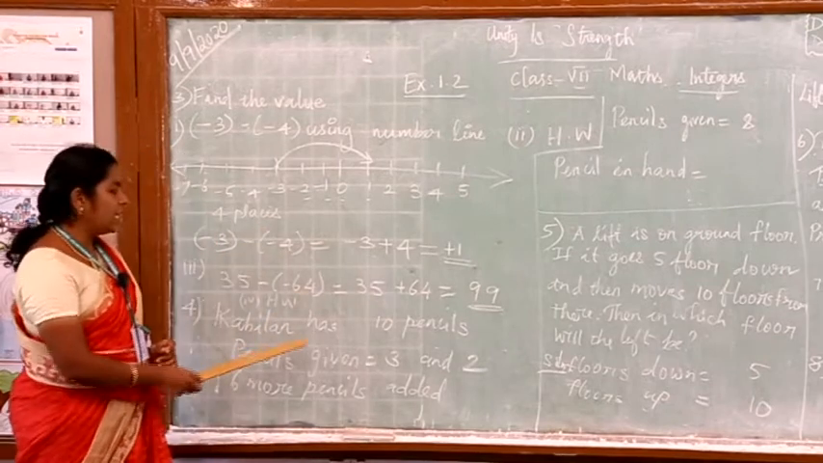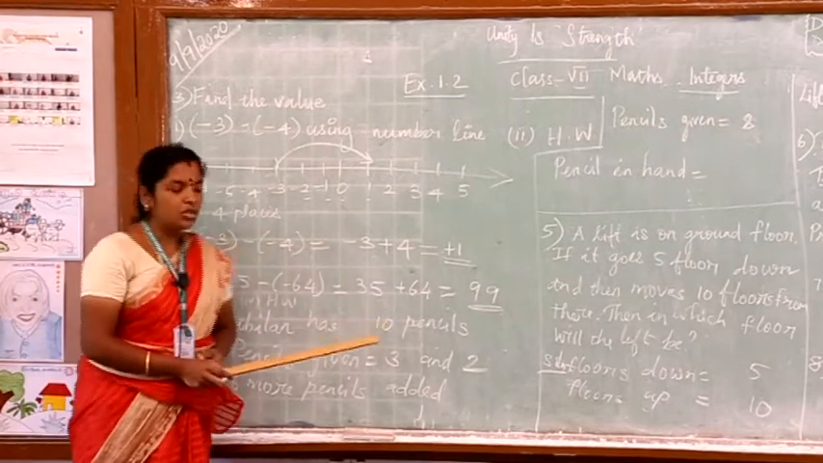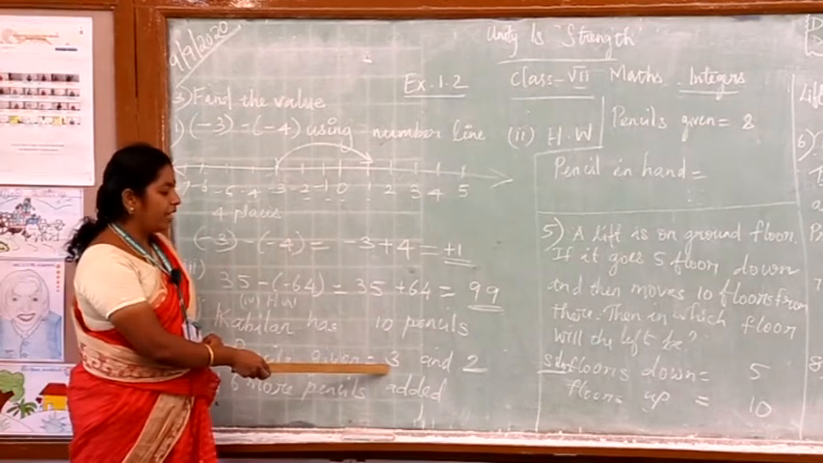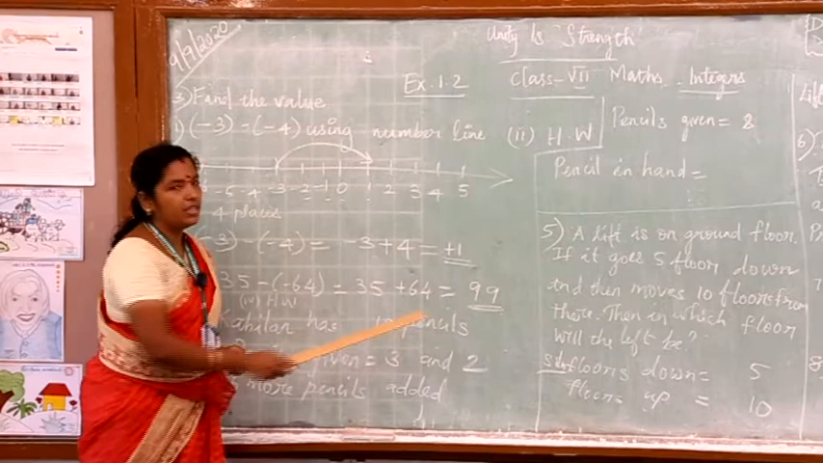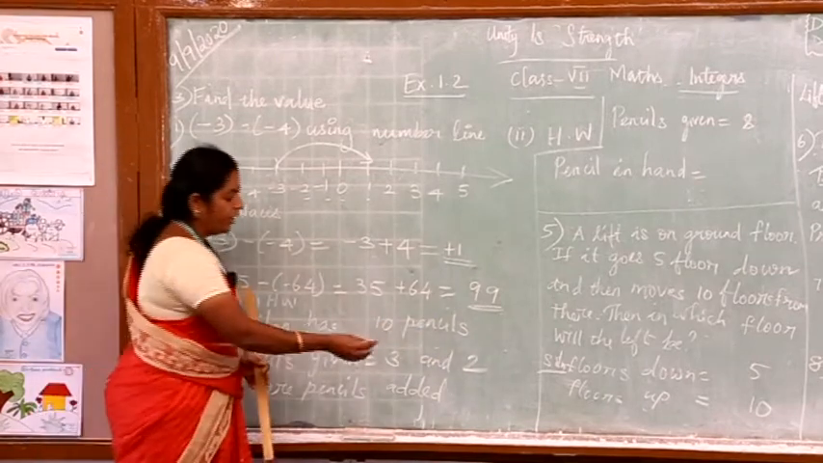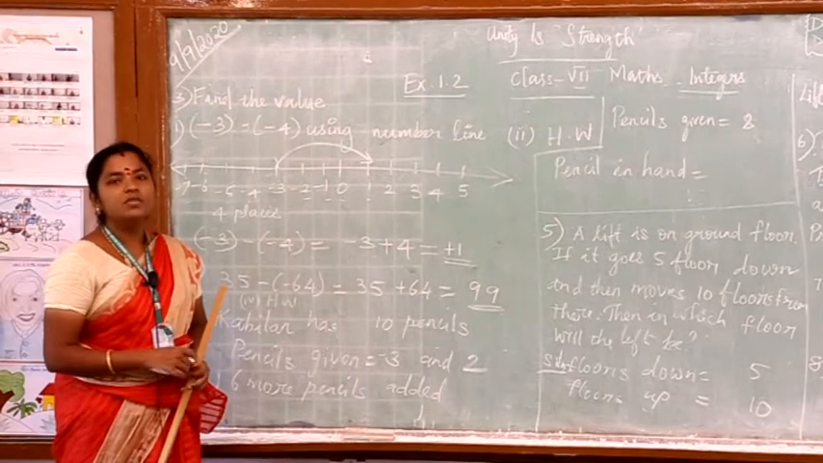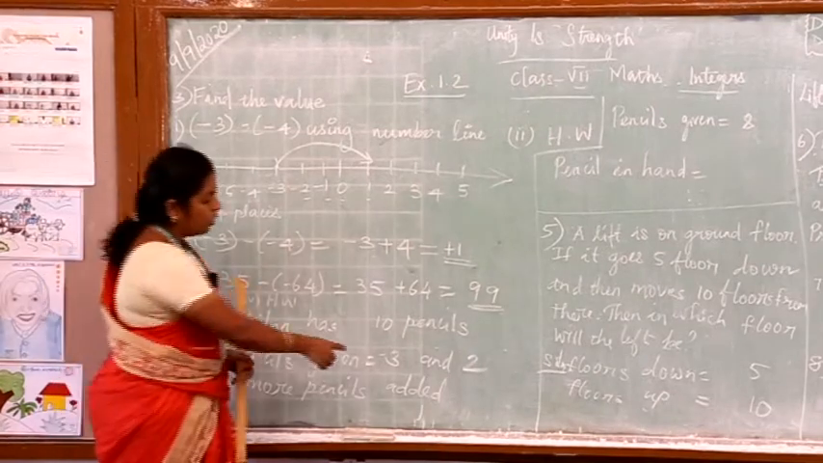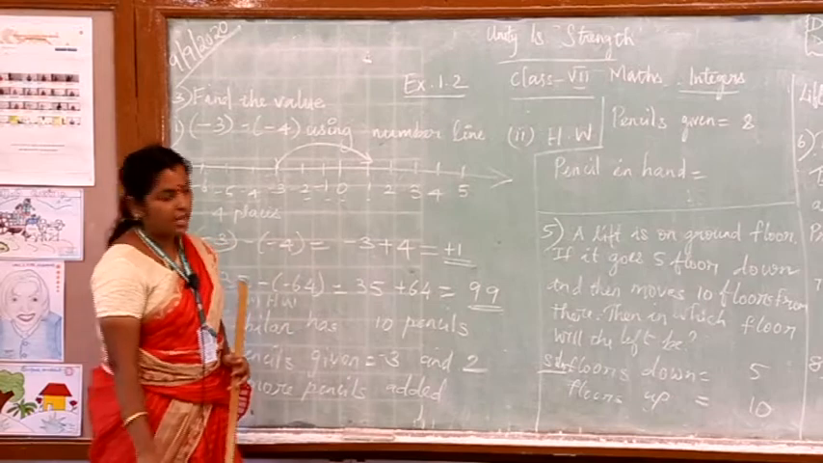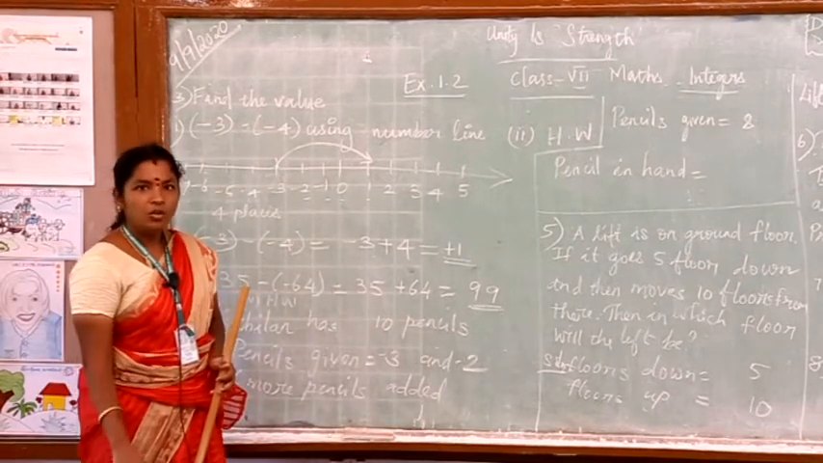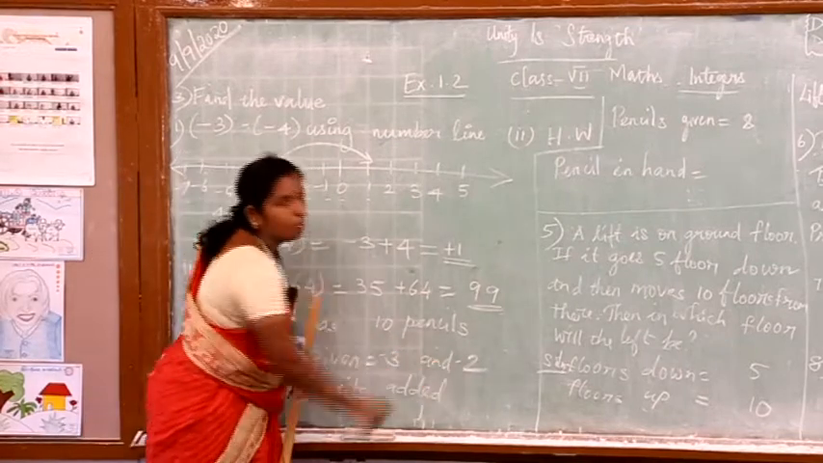Okay. So, Kabilan has 10 pencils with him. He is going to give pencils to his friends. For one friend he is giving 3 and to the other friend he is giving 2. Whatever we are going to give, we take as minus, because we are going to leave that number. So, we are giving a minus sign for this: minus 3 and minus 2. So, totally how many pencils does he have left now? Totally minus 3 plus minus 2.